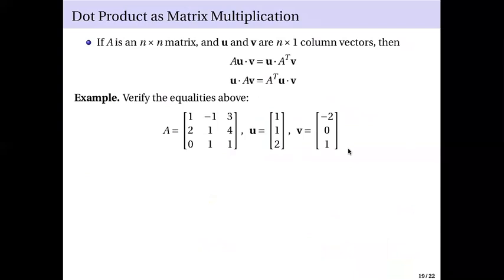So this will be my last example. We can verify the identities. What we can do: for Au dot v, you multiply Au first and then dot it with v, and on the other side you multiply A transpose v and then dot it with u. So bear with this extension. Let us have Au first.